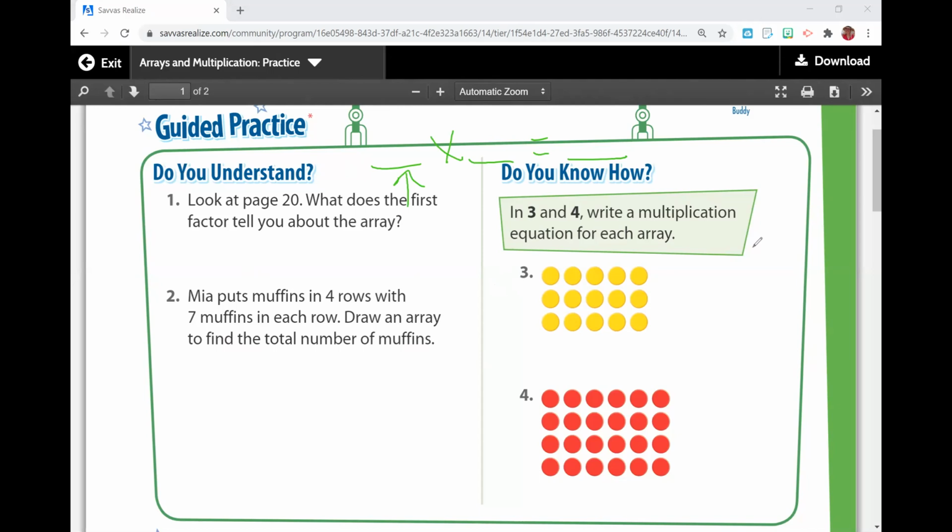It tells you how many rows we will need. Write this down in your book. How many rows you need in your array. Number 2, Mia puts muffins in 4 rows with 7 muffins in each row. Draw an array to find the total number of muffins.